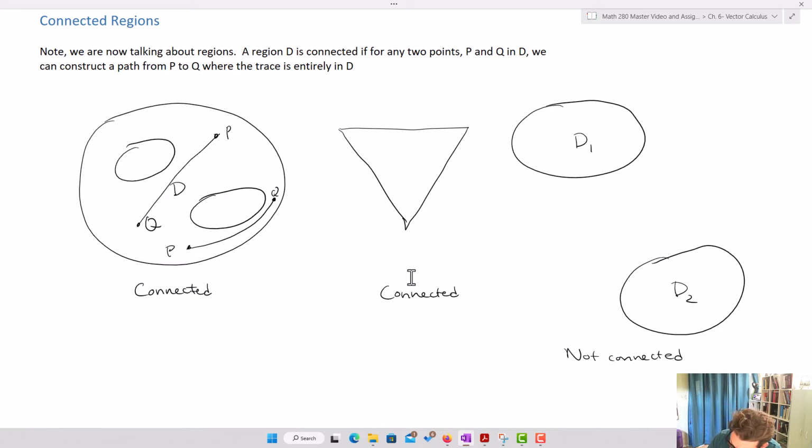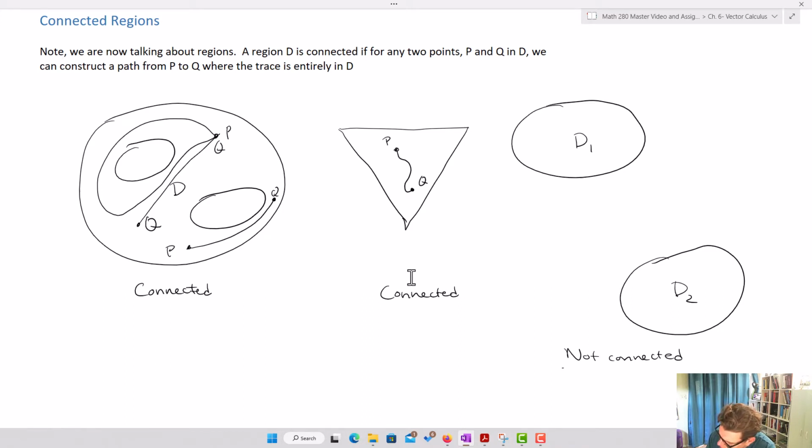We can in fact have P and Q be the same points, and we can imagine a couple of different paths that go from P to Q, something along those lines. So this is a connected region. Similarly, this is a connected region. You can tell it's connected; there are no holes at all inside of this region. So if this was P, this was Q.